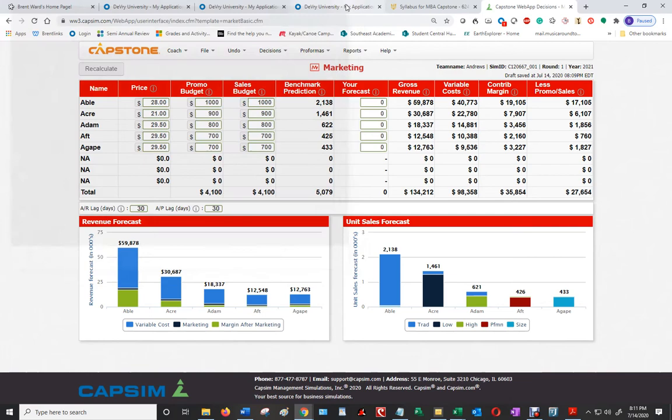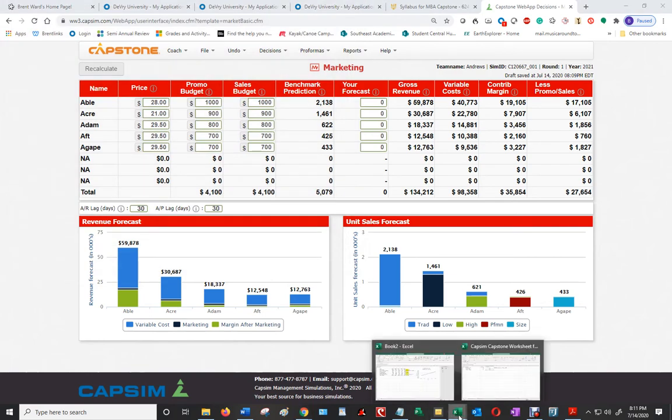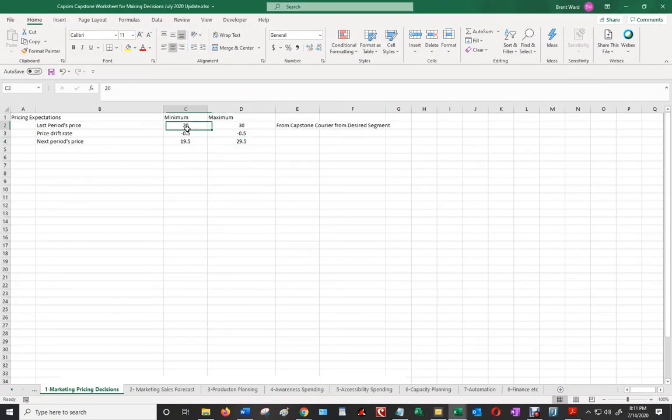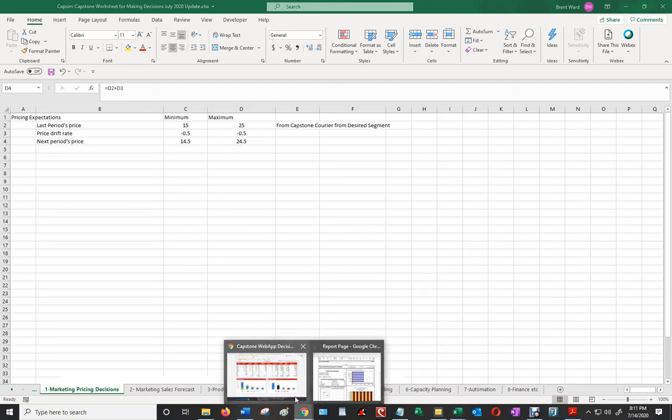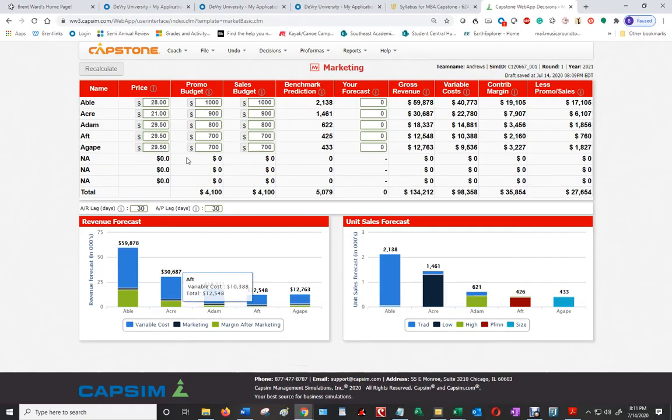That's what it was last time, but we lose 50 cents. So what I do is I go back into the spreadsheet here, and I go to 15 and 25. That means the new range is 14.5 and 24.5. Let's have a look at how we did with this. Okay, this Acre is right in the middle of that range, so I'm going to leave it as well. I'm not going to cut the price on that. Okay, and that's how you make your pricing decisions in CapSim.